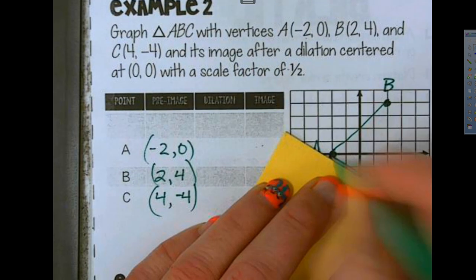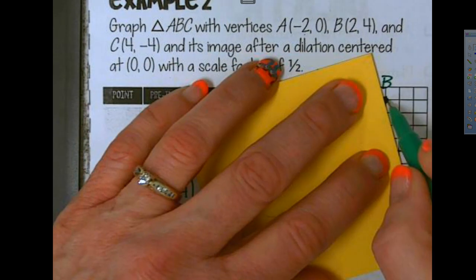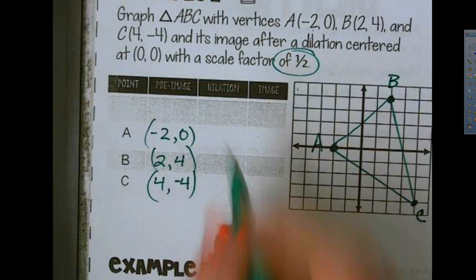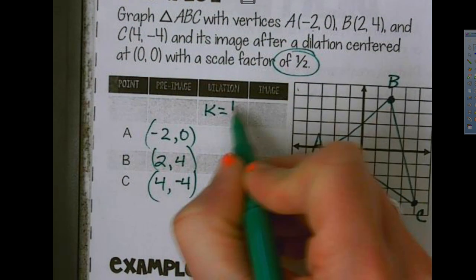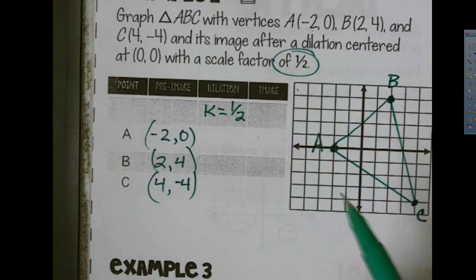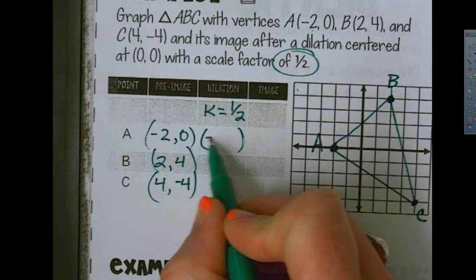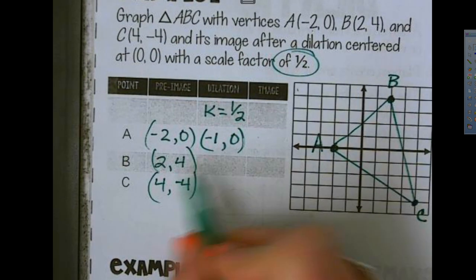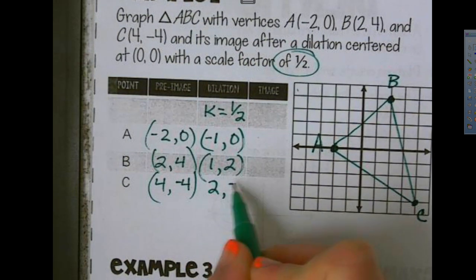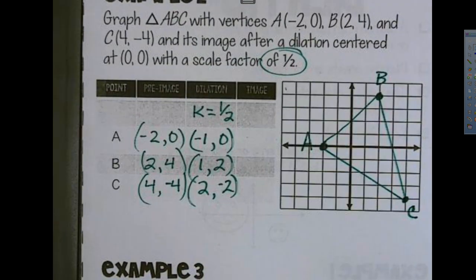So this is our pre-image, and it looks like we're going to do a scale factor of 1/2. So this is an example of a reduction. So we are going to multiply everything by 1/2 or 0.5. You know, just in your mind, 1/2 is pretty easy to work with. So half of -2 is -1. Half of 2 is 1. Half of 4 is 2. Okay, make sure I got the right signs. It looks good. All right, so now I'm going to plot those points.